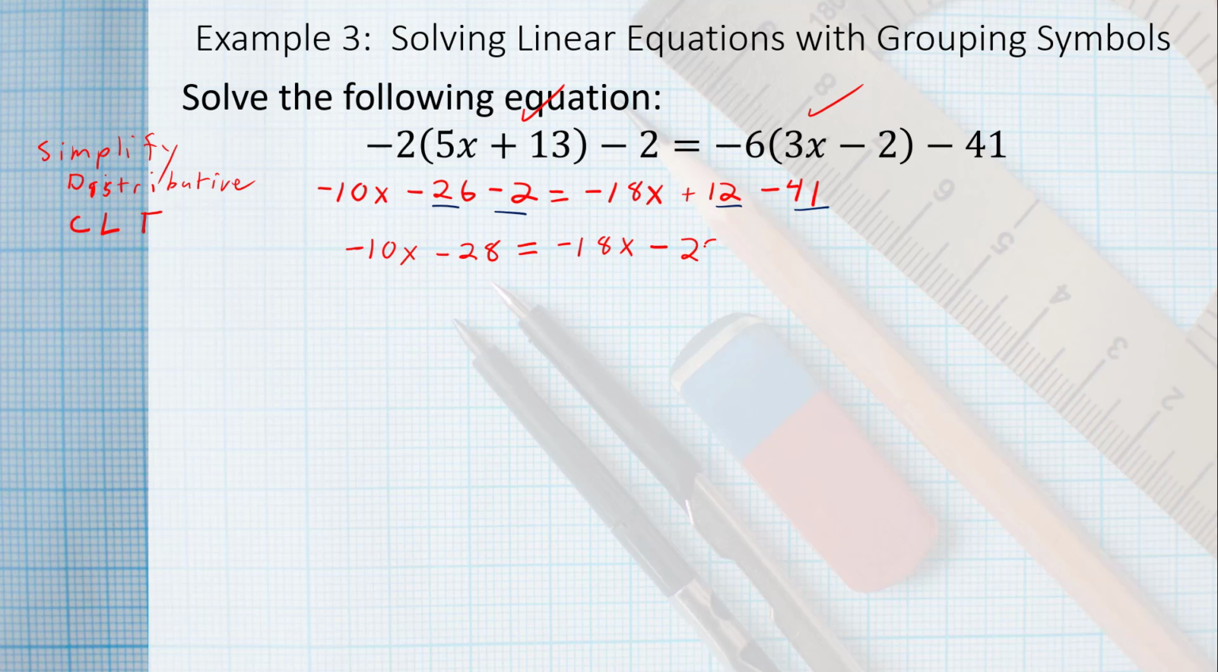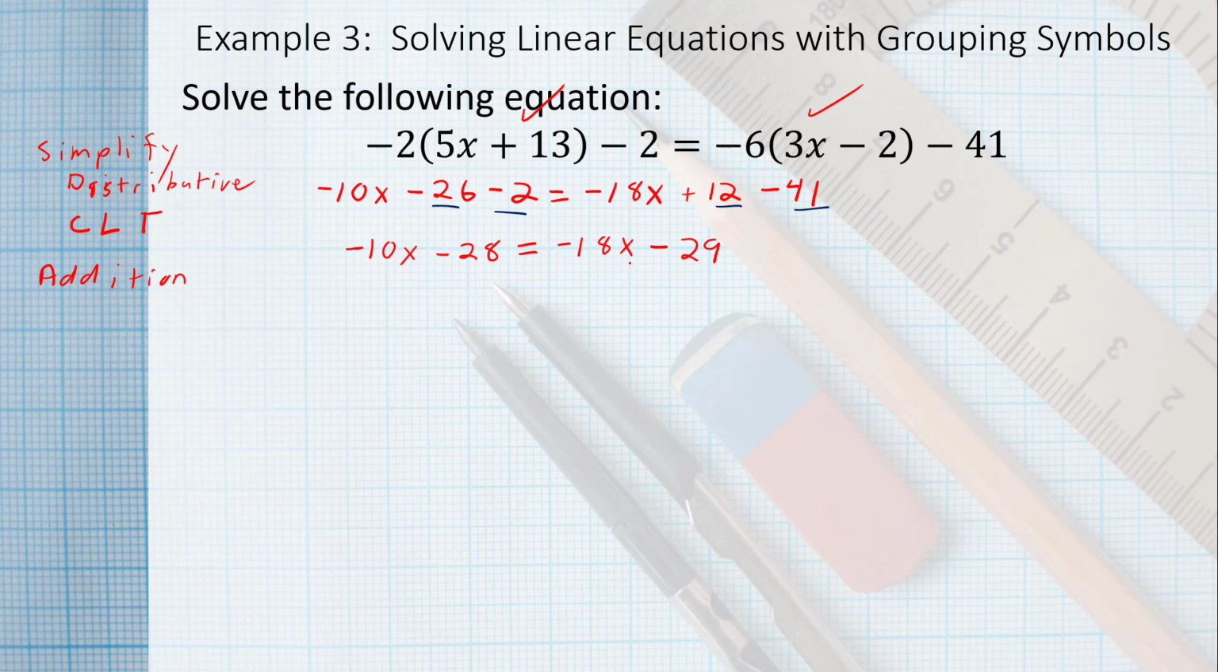12 minus 41 will give us a negative 29. And now we want to use the addition property to get all the terms with an x in it on one side and everything else on the other side. Now remember, we want to do this in such a way that we actually have a positive coefficient, so we don't have to deal with that.